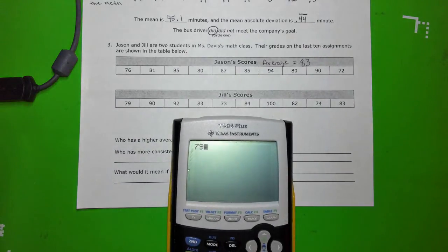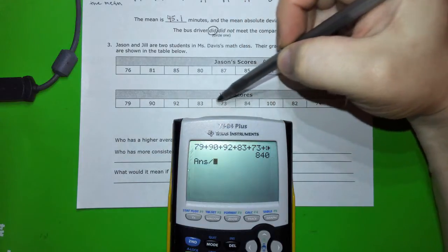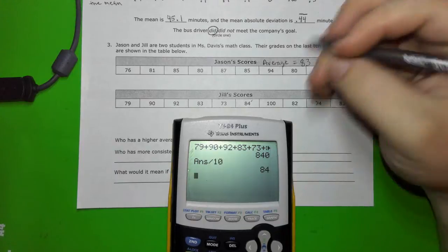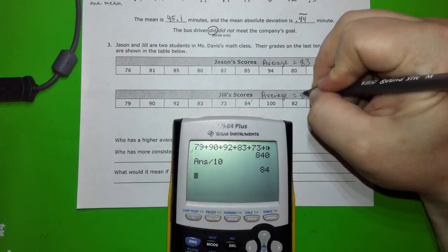Okay, and now I'm going to do Jill's. So Jill was 79 plus 90 plus 92 plus 83 plus 73 plus 84 plus 100. Look at that, got 100. Plus 82 plus 74 plus 83, which is going to be 840. So I'm going to divide that by 10. And so Jill's average is an 84, or Jill's mean score is an 84.